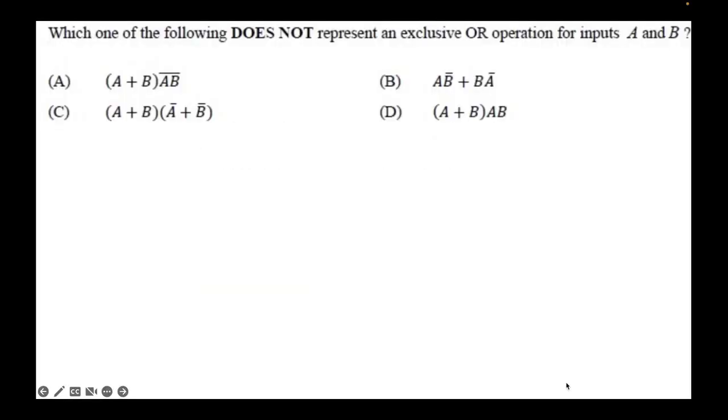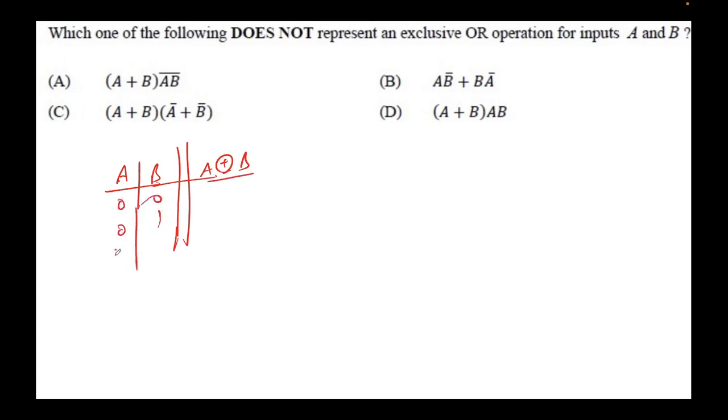I just need to point out one thing because it is very important in this question. I'll write the truth table for a 2-input XOR gate. So this is A XOR B. This is the symbol for XOR. I'll write the inputs first, and we saw that the outputs would be 0 1 1 0.